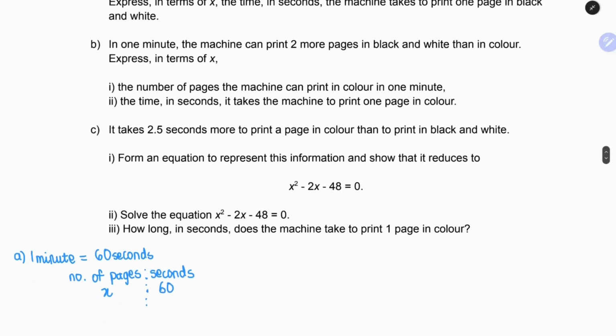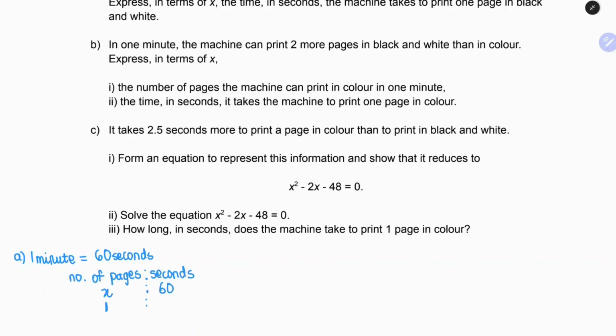And then we are trying to find the time it takes to print one page. So how many pages does it print? It prints one page in how much time, which is the seconds, which is what we're trying to find. I hope it actually makes sense. So we're saying that it prints X pages in black and white in 60 seconds, in a minute. How much time does it take for it to print one page?